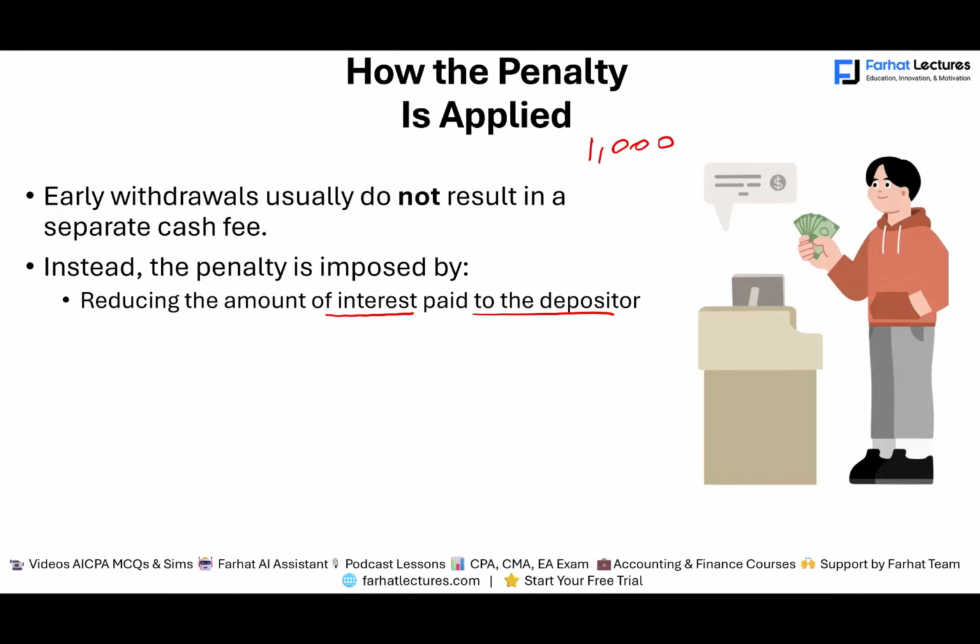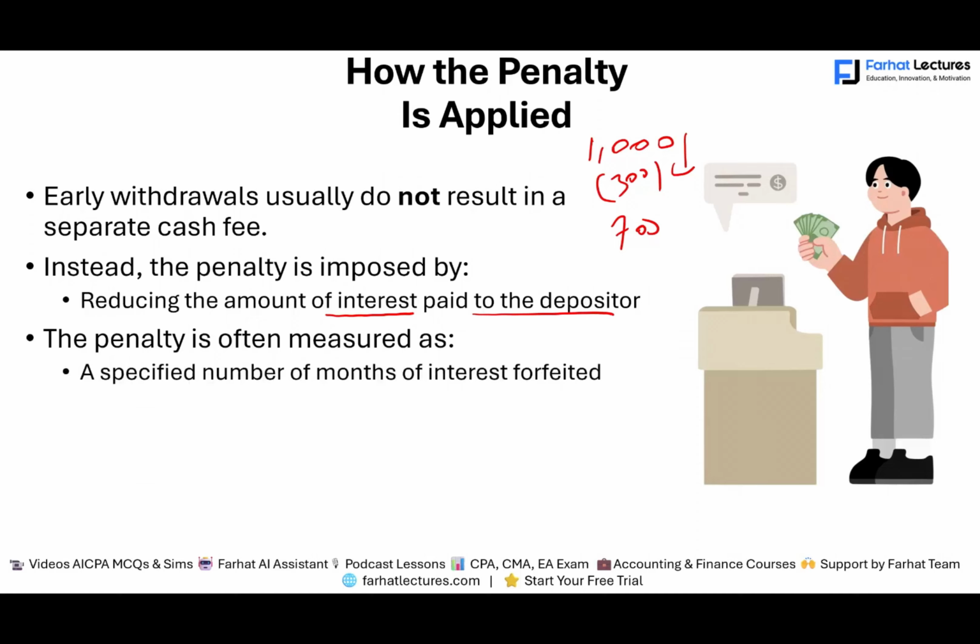Well, because you withdraw early, they will compute the fee and they will give you, for example, $700 and they keep $300. So you don't have to pay the $300. So the penalty is often measured as a specified number of months of interest forfeited. So it's basically a formula, depending on how early you took out your money.